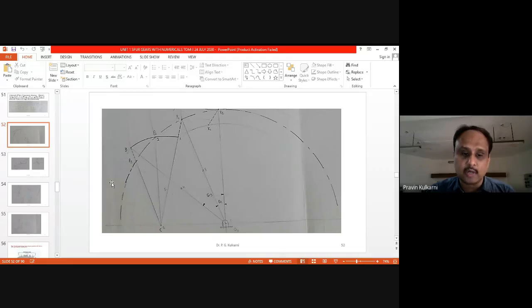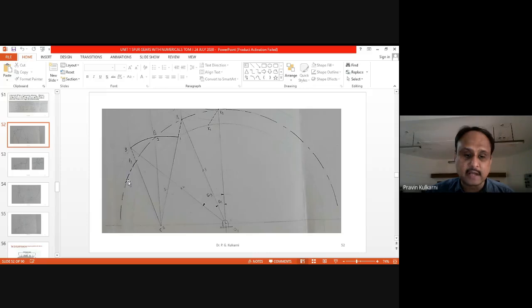Now, the upper circle is the addendum circle, and the lower circle is the dedendum circle. So the addendum circle radius will be pitch circle radius plus addendum. Pitch circle is 100, addendum is one module, that is 10 millimeter. So 100 plus 10, that is the outer circle, which is the addendum circle. The radius will be 110 millimeter. So this is the outer circle, 110.